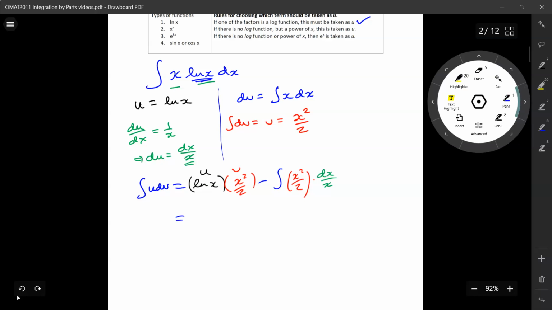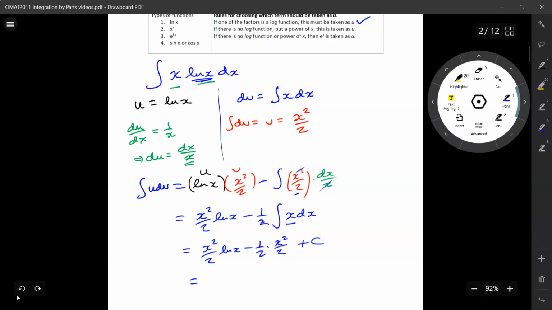So if I rearrange this, we have the x squared over 2 at the front times the log of x, minus a half times, so I take out the 2 over here, the integral, and of course what happens here is we have an x underneath, x squared above, so we're left with an x up here, times x dx. And then we can go ahead and integrate that. So that's x squared over 2 times the log of x minus a half times, if I integrate x dx, it's x squared over 2, plus a constant of integration.